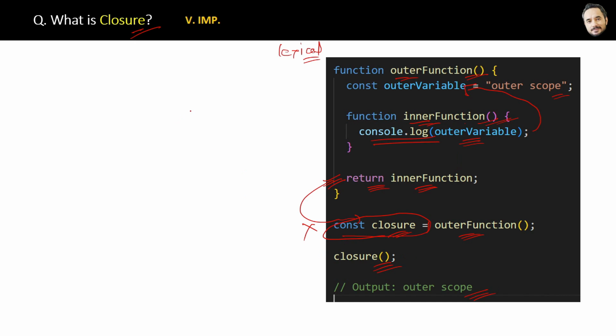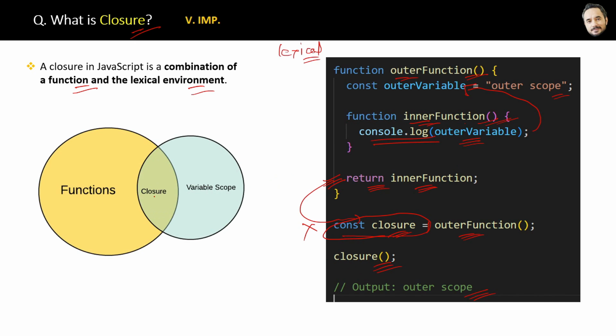The point is, a closure in JavaScript is a combination of function and the lexical environment. Closure is like an advanced function, which you can call like a function. You can imagine it like this. Closure has qualities of both functions and lexical scoping.